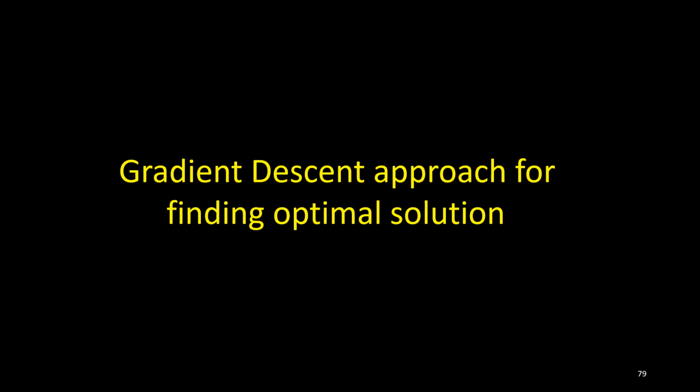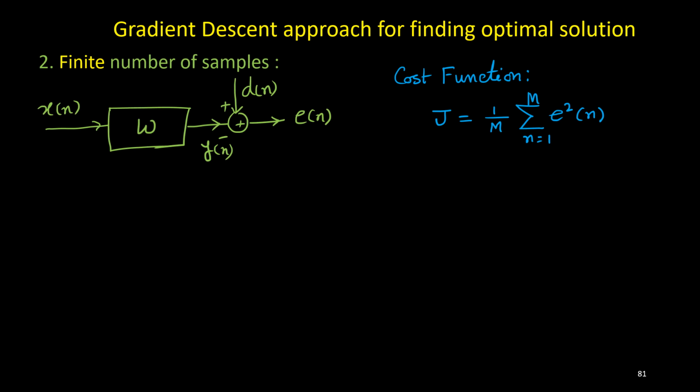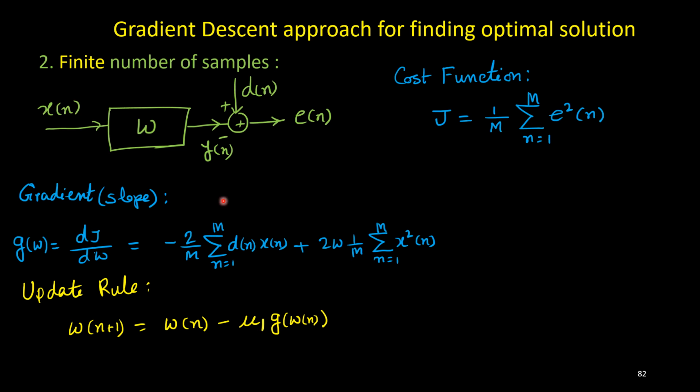So we'll go for the gradient descent approach for finding the optimal solution. We'll consider the finite sample. So this is the cost function as we defined earlier. For this cost function, we can get the gradient or slope, which we have already discussed. And we know the update rule. The update rule will be w n plus 1 equals w n minus mu, or some step size, times the gradient at that point w n. Okay, so that we can replace here, right? So what will you get?